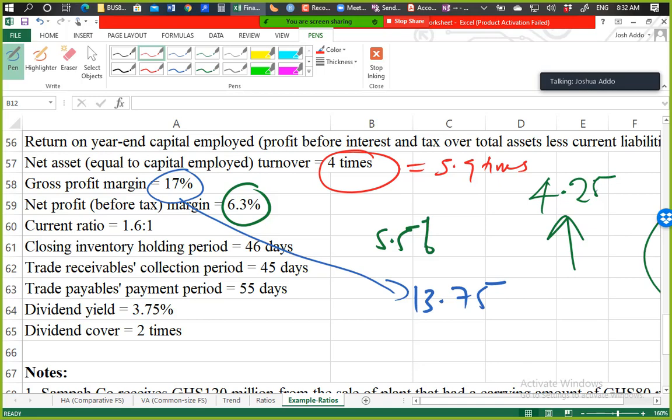Cynthia, last year we did 4 times asset turnover or net asset turnover. This year we have done 5.9, almost 6 times. Comment on the company's performance with regard to net asset turnover. Cynthia, we are listening to you. Sir, please, I just joined.